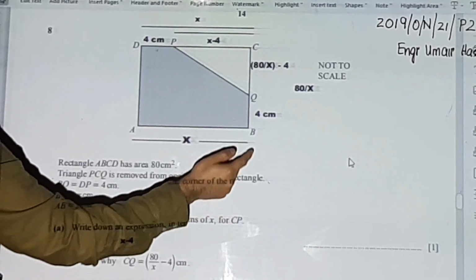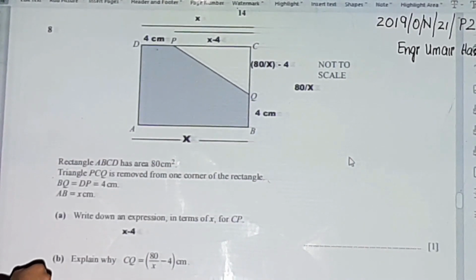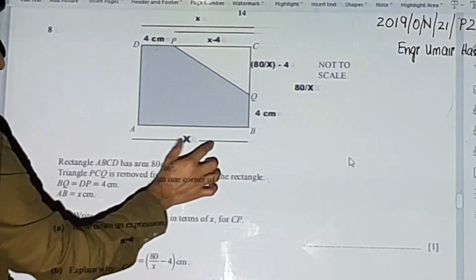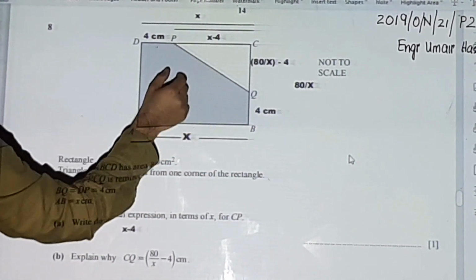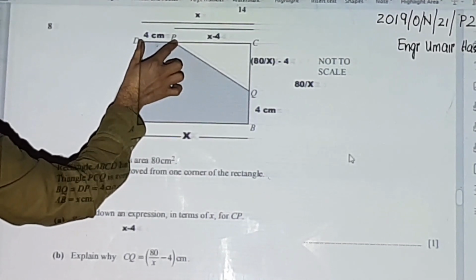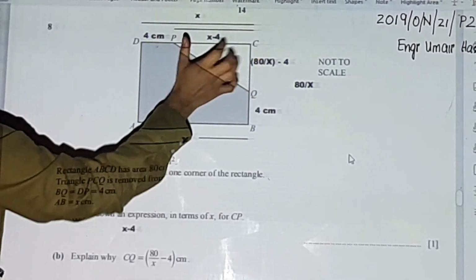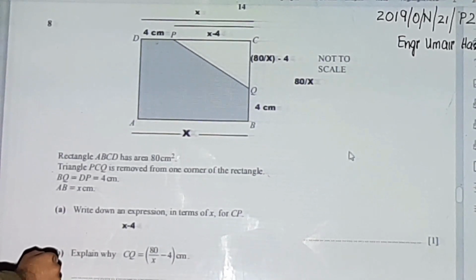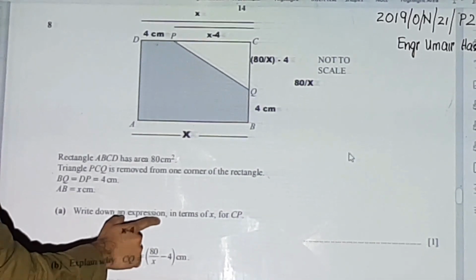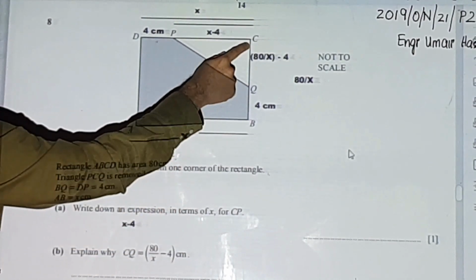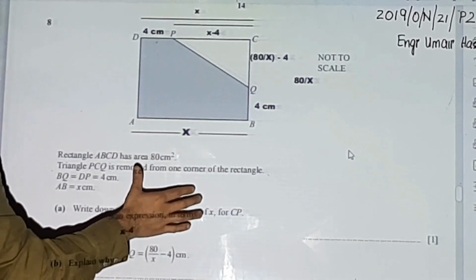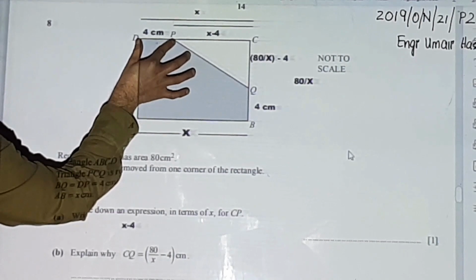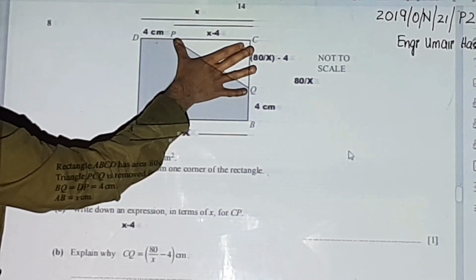BQ and DP are 4. So I have written 4 over here, and AB is x. Now A to B, we have got this as x, this is given. Now if this is x, then this is x, and if this is x and if this is 4, then this is x minus 4. In the same way, we have to write down an expression in terms of x for CP. We have already written over here that CP is equal to x minus 4. As I have told you, this total is x, this is 4, so this will be x minus 4.